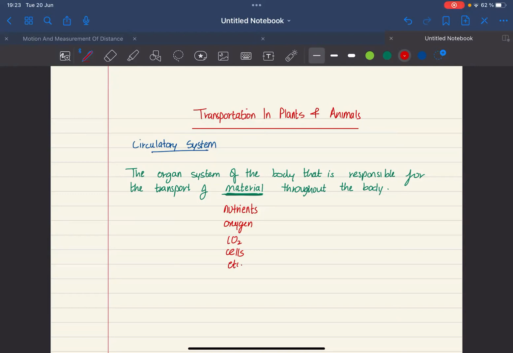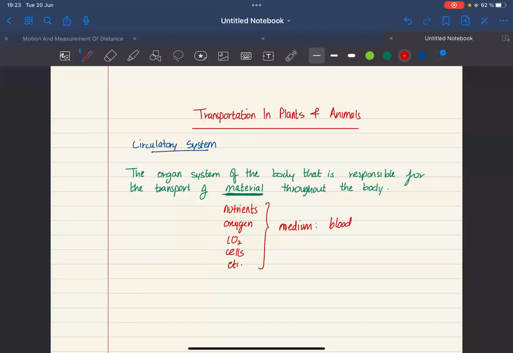So this is all carried through a medium. What is the medium? Where is all this present? Present in the blood vessels. Blood, just blood. It's present in the blood.